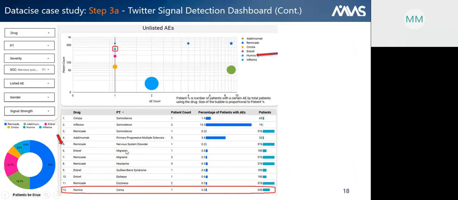And coma actually is the only blue dot on the top which is unlisted, so not a labeled adverse event as per summary of product characteristics. Next slide, please.